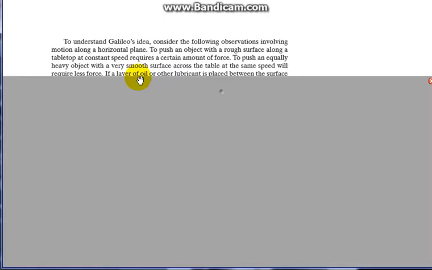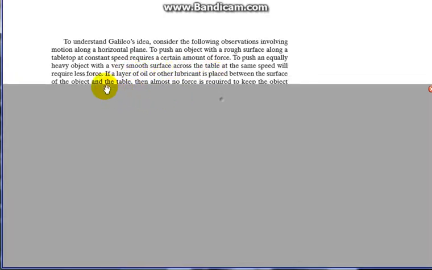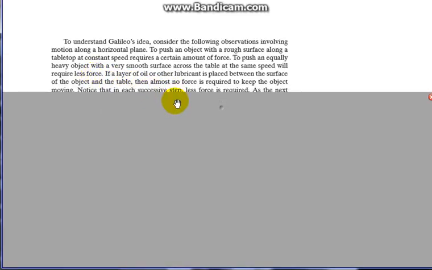To push an equally heavy object with a very smooth surface at the same speed wouldn't require as much force. If a layer of oil or lubricant is placed between the surface of the object and the table, then almost no force is needed to keep it moving. So for this, the best example we can think of is an air hockey table. An air hockey table is close to being frictionless. If you push that puck just a little bit, it keeps on moving, even by itself, at a constant velocity until it hits the other side or comes into contact with some other force.